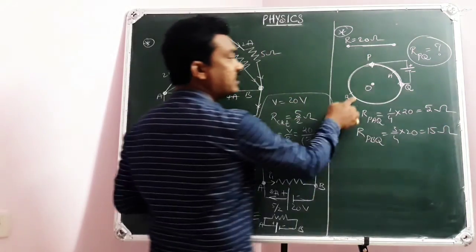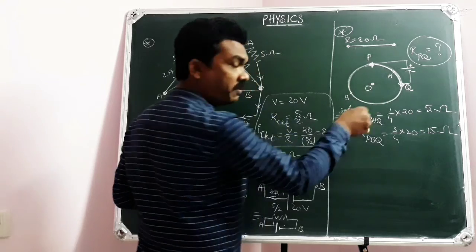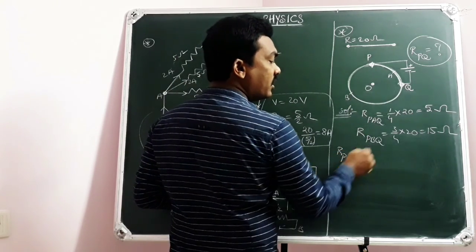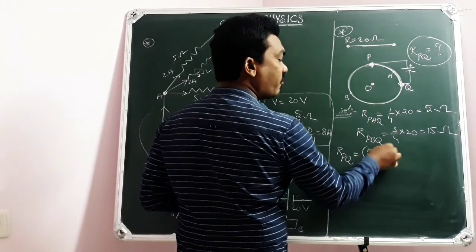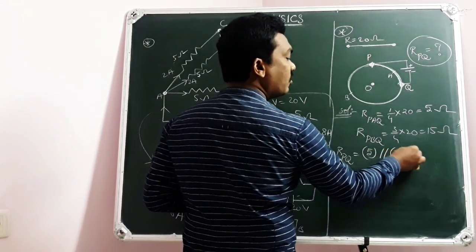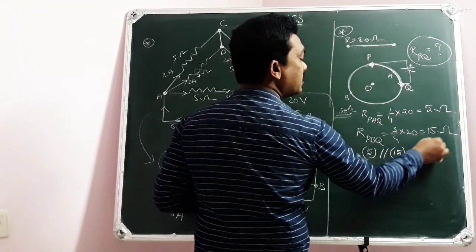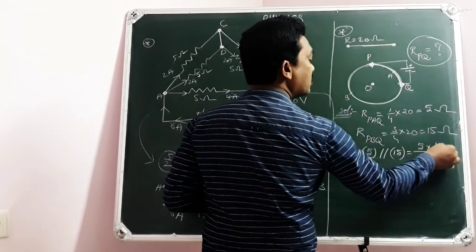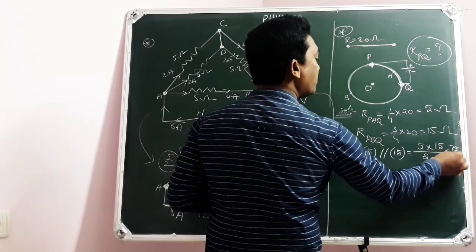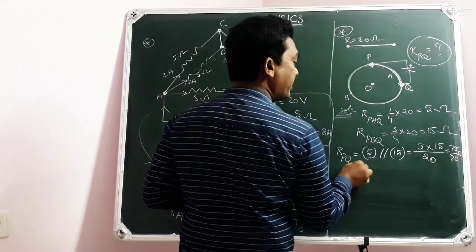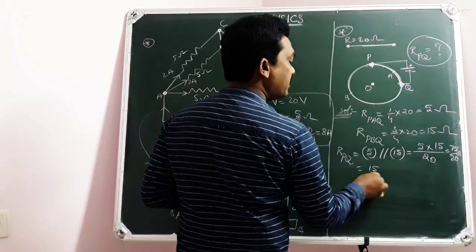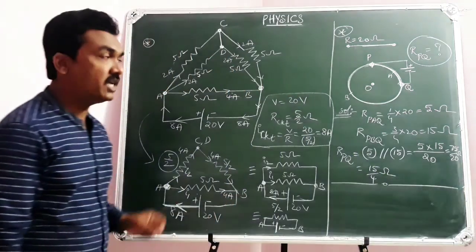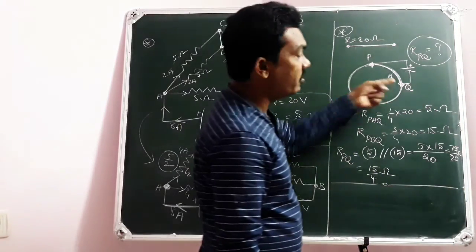Now it appears that this 5 ohm and 15 ohm are in parallel. Then the equivalent resistance across PQ is due to the parallel combination of 5 ohm and 15 ohm. So your answer is R1 into R2 by R1 plus R2. This is equal to 75 by 20 ohm. Of course, you can cancel by 5 and the answer is 15 by 4 ohm. This is how you can calculate equivalent resistance across PQ.